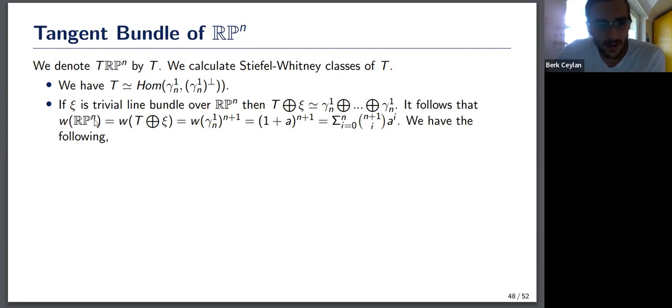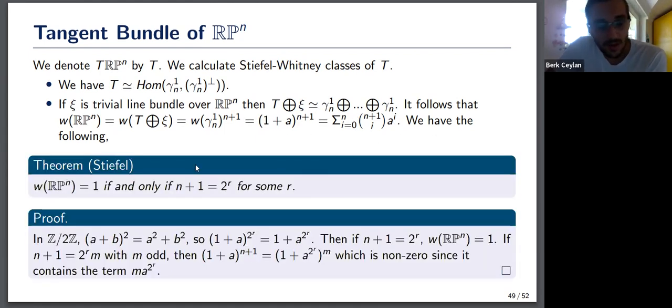And if we sum T with a trivial bundle, we get n plus 1 times the canonical line bundle. You can see it by observing that a trivial line bundle is actually the homomorphism bundle from the canonical line bundle to itself. So you just manipulate that first item and you get this isomorphism. So now we can calculate the total class of RP^n. It is given by this formula.